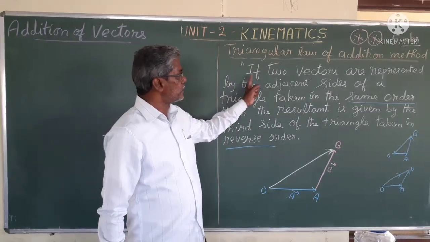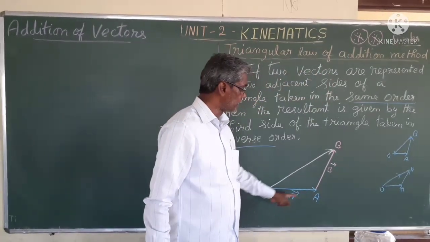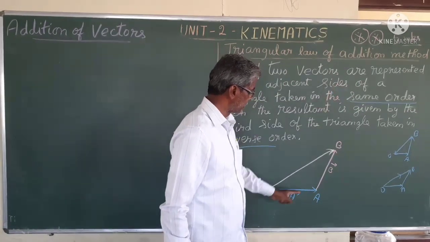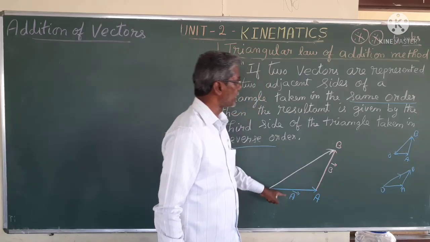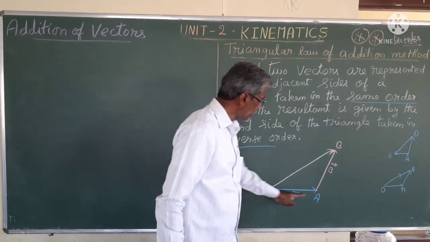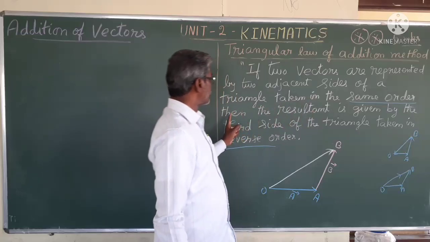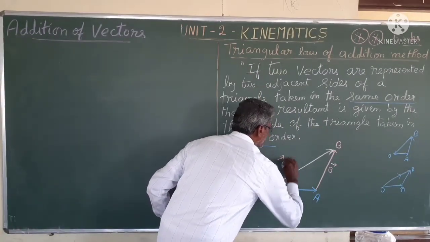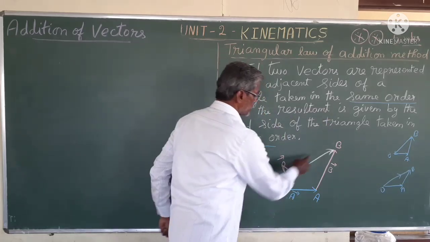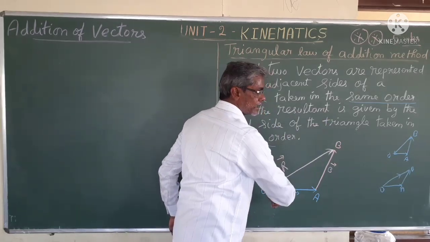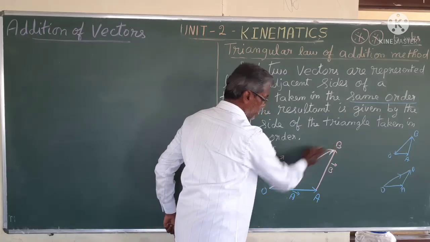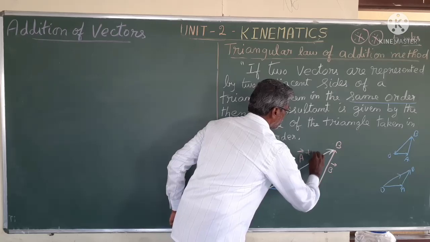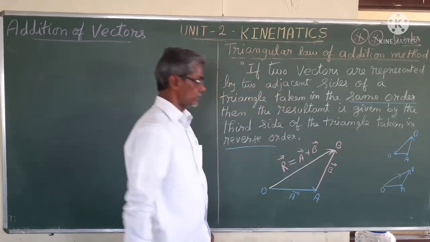So now you see the definition. If two vectors, that is A vector and B vector, are represented by two adjacent sides of a triangle taken in the same order, then the resultant is given by the third side of the triangle taken in the reverse order, that is OB. And the resultant will be equal to A vector plus B vector.